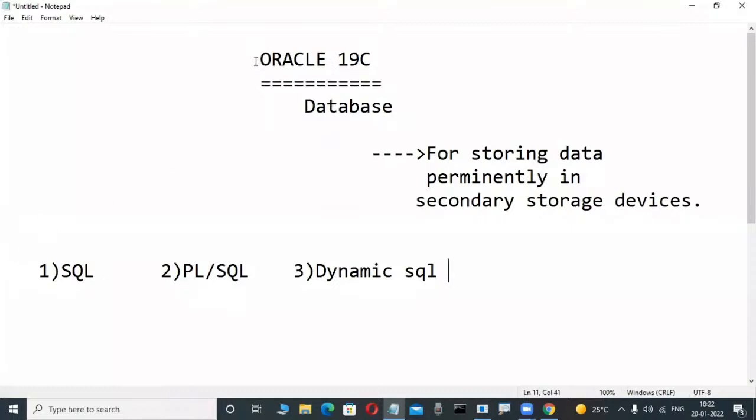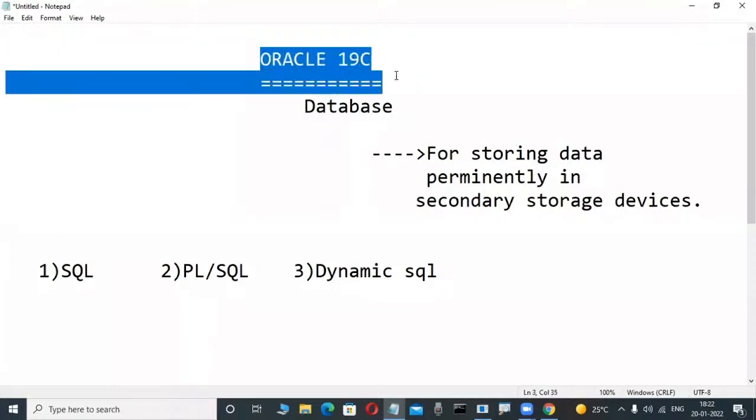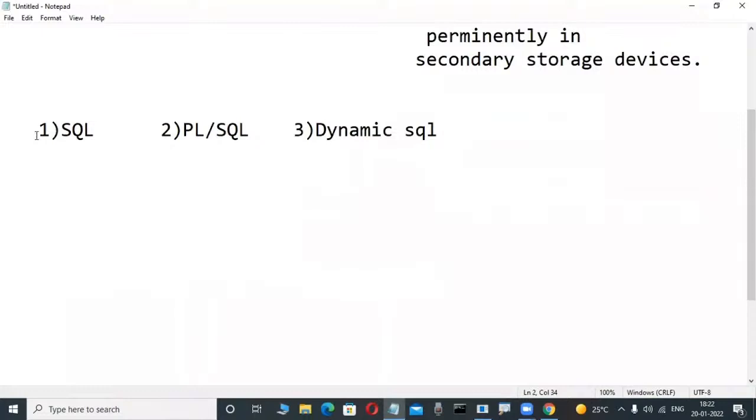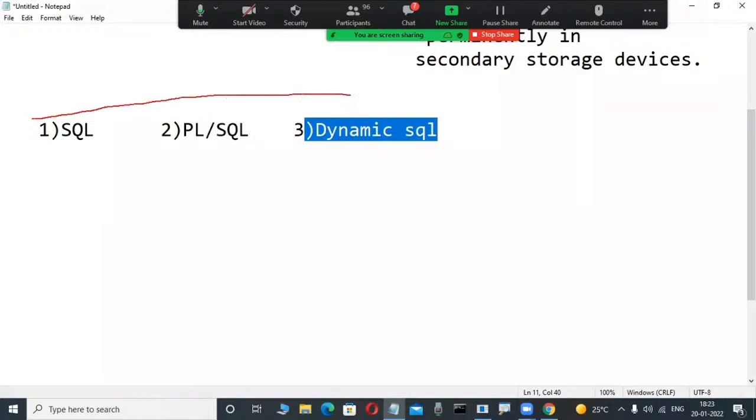That's why, observe here, Oracle is a product from Oracle Corporation. If you want to operate this relational database product, which languages are we learning? One is the SQL language, another is PL/SQL, another is Dynamic SQL. These three languages we are learning in our course. Most powerful.